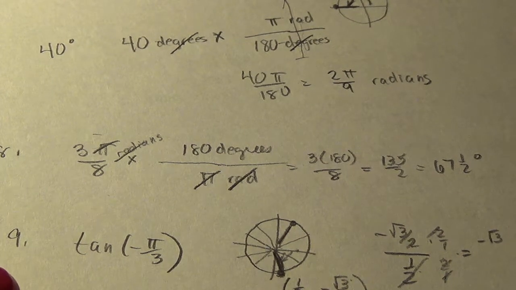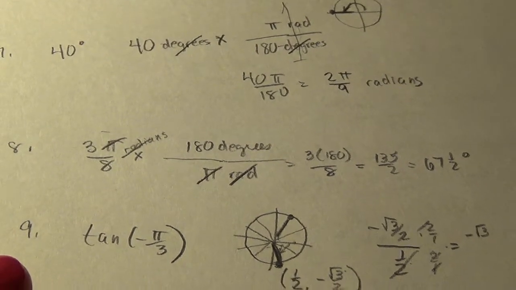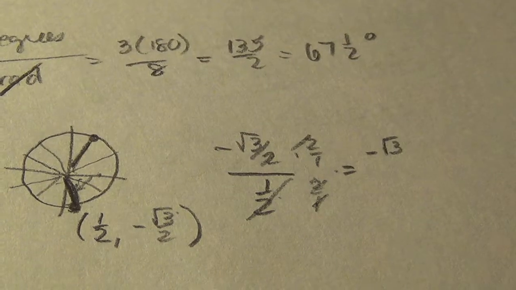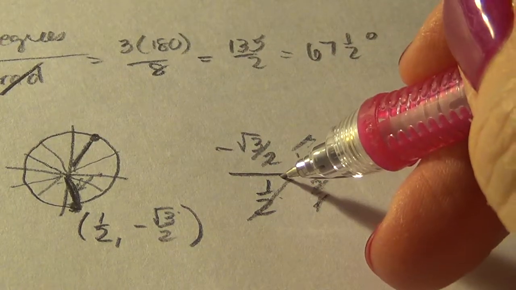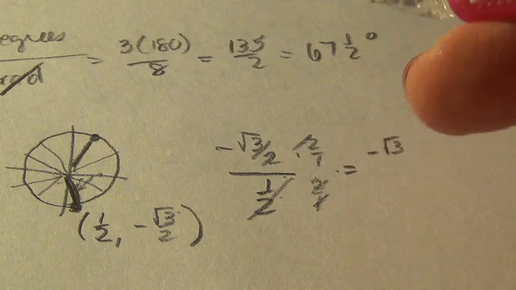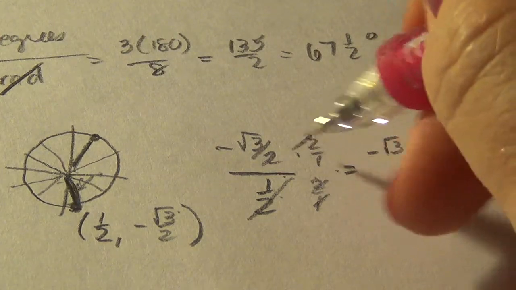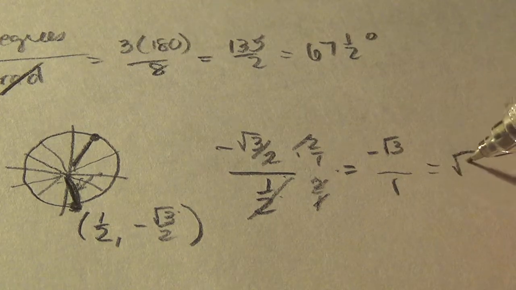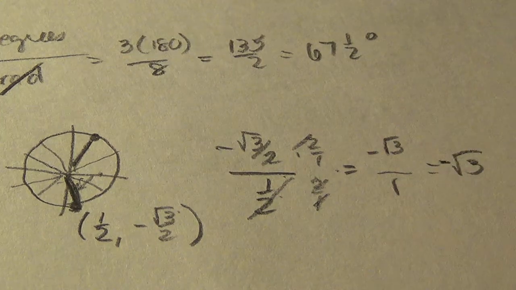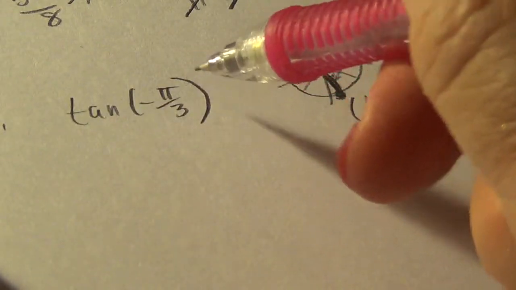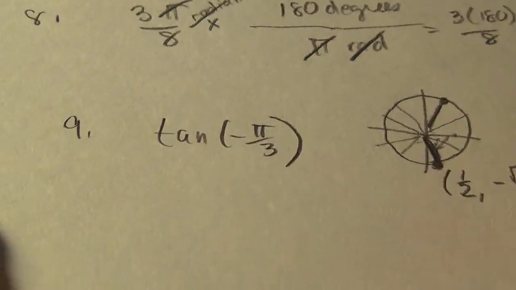and I can't even read what I wrote. Let me see if I can zoom in, not out. Alright, so I had negative square root of 3 over 2, the 2's canceled, and I have negative square root of 3 over 1, which is just negative square root of 3. Alright, so that is the tangent of negative pi over 3. Alright, let's look at number 10.